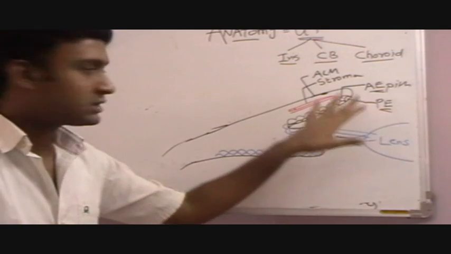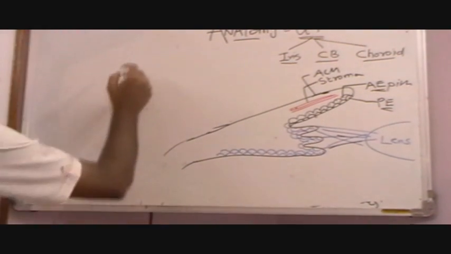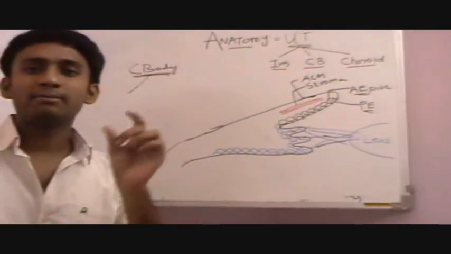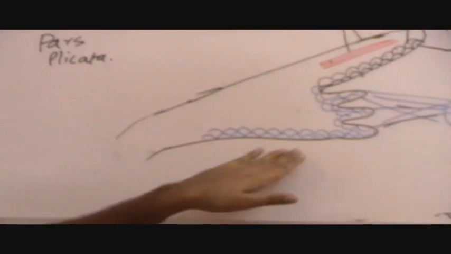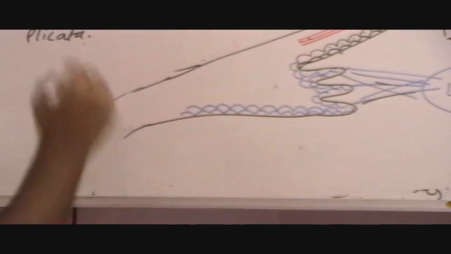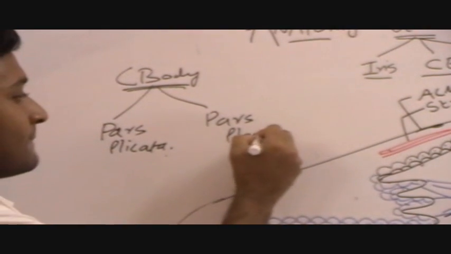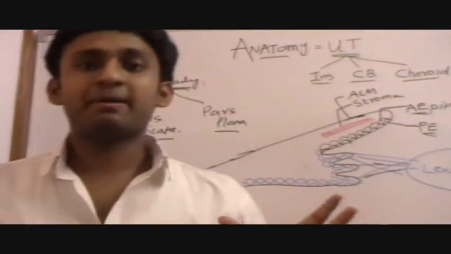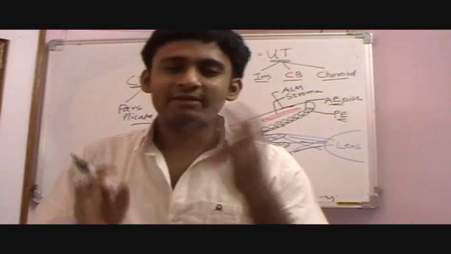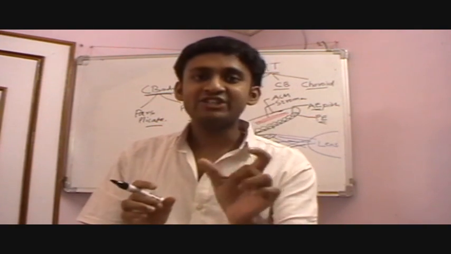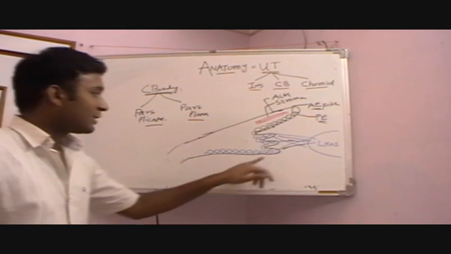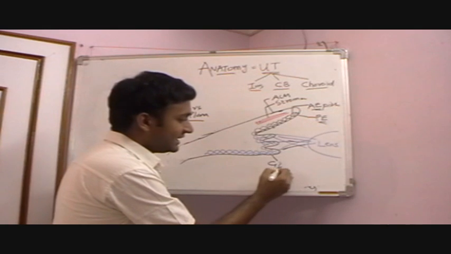Coming back to the iris, we have finished the iris. Next is the ciliary body. Ciliary body consists of two parts, the anterior plicate or folded pars plicata and the bit posterior plain part or flat part called pars plana. Ciliary body is called the dangerous part of the eye because any trivial trauma or any minor immunological reactions can elicit a severe inflammatory response from the uvea. That's why the ciliary body is called the dangerous area of the eye. Now, pars plicata has numerous folds, and these folds are called ciliary processes.